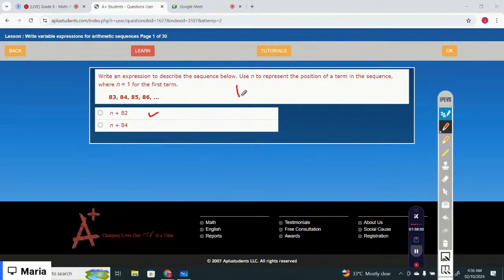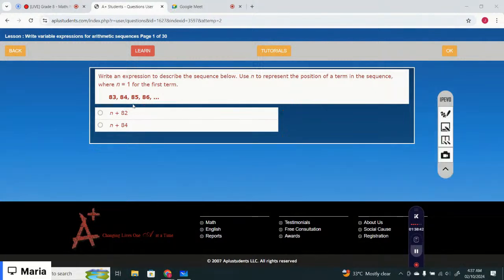If n equals 1, 1 plus 82 is 83. If n is 2, 82 plus 2 is 84. If n is 3, 82 plus 3 is 85. They have the same values, 83, 84, 85 and 86. Got it? So option number 1, n plus 82, is the correct option.